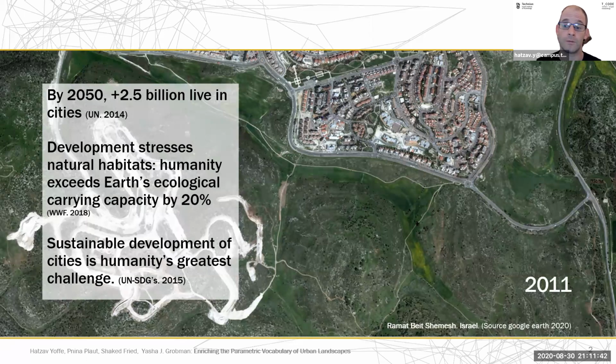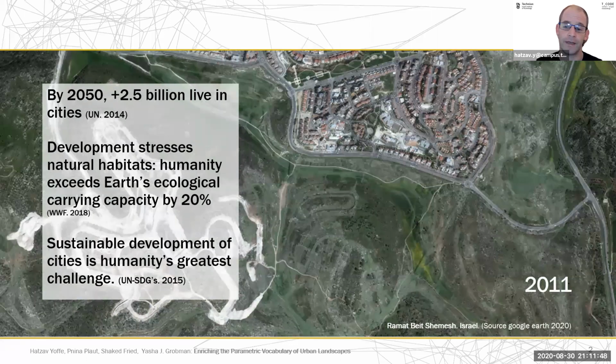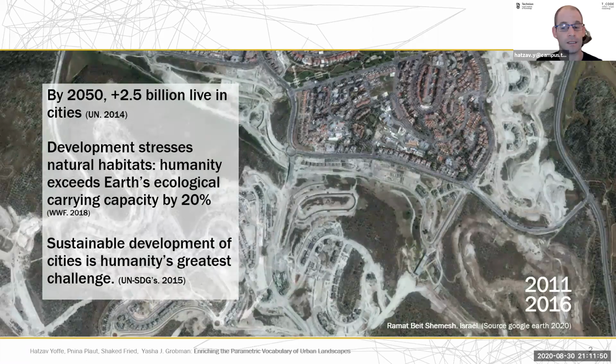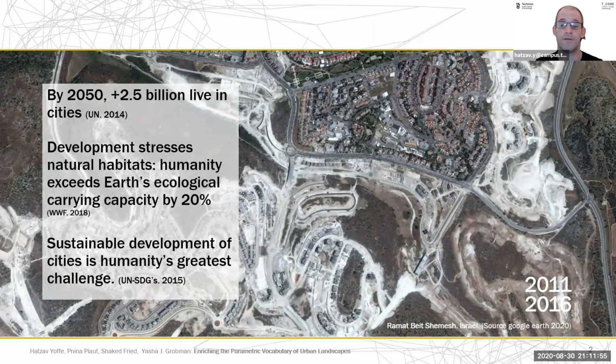The ongoing urbanization and development process increased humanity's ecological footprint to exceed planet Earth's carrying capacity by 20%, consequently degrading habitats and endangering ecosystem services vital for livable environments, human quality of life, and well-being. Sustainable development of cities, which enhances and regenerates urban environments, is considered one of humanity's greatest challenges and should therefore be central to designing architecture and urban systems.